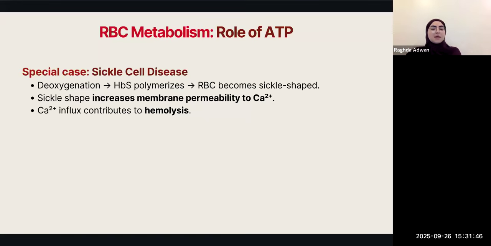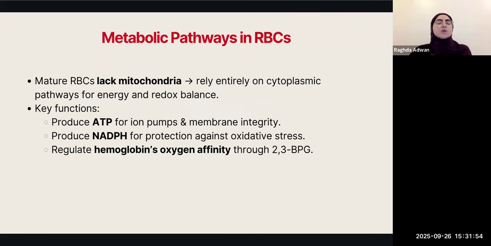So the whole point of this is to show you that a red blood cell needs to be able to make ATP properly. If you cannot make ATP, you get all of these problems. So now, how does it make ATP? As we said, it lacks mitochondria. So what does it do? It relies on the cytoplasm. There are three pathways which we're going to discuss. Each one is vital in making ATP, for the purposes we mentioned in the previous slide.